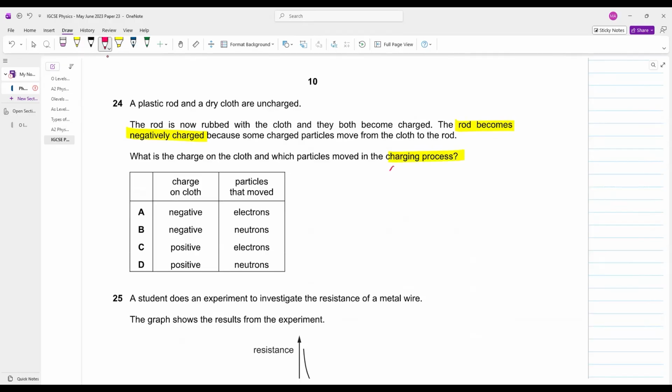Always remember, which particles move? Electrons. The rod becomes negatively charged. What does that mean? What will the cloth become? Positively charged. If one object is becoming negatively charged, the other will become positively charged. Charge on the cloth is positive, and the particles that are moving are electrons. C is your answer.